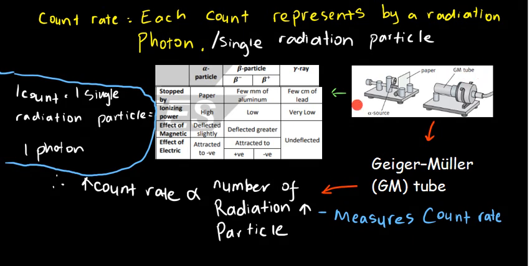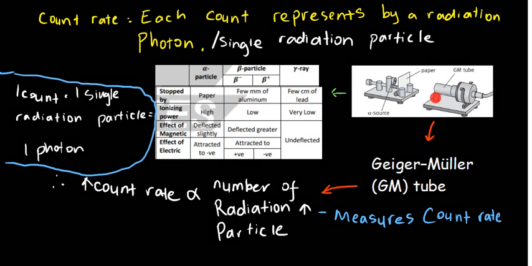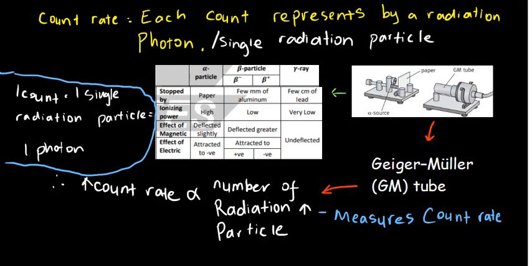So if we put an alpha source here, and then we put paper in front of it, the GM tube is going to measure 0 because paper can stop alpha particles from going through. That is one of the properties of the radiation. So the alpha particle is going to get stopped by paper, but the beta particle is going to be stopped by a few millimeters thickness of aluminum, and gamma ray by a few centimeters thickness of lead. So that's something you should know.